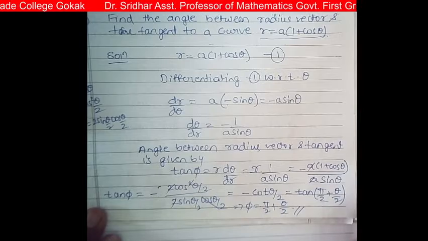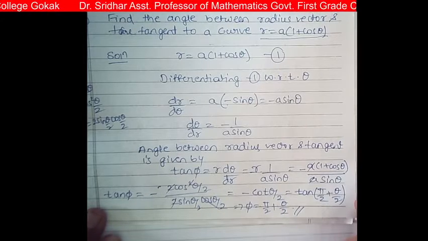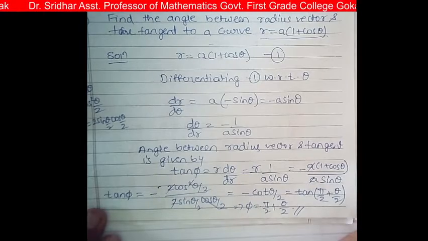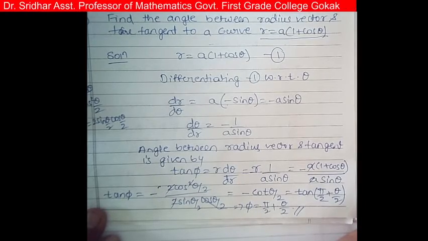So this is how we solve the problem of the angle between the radius vector and the tangent. And with this I conclude this class and we continue in the next class. Thank you.